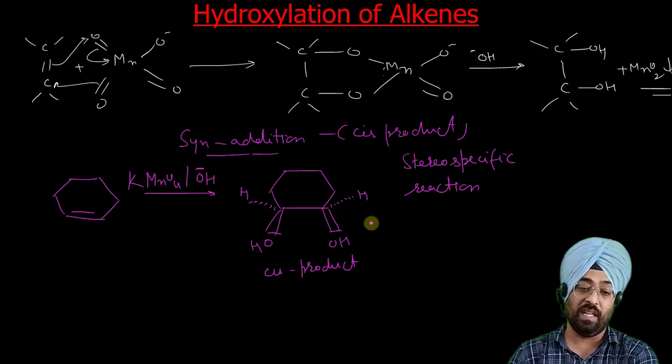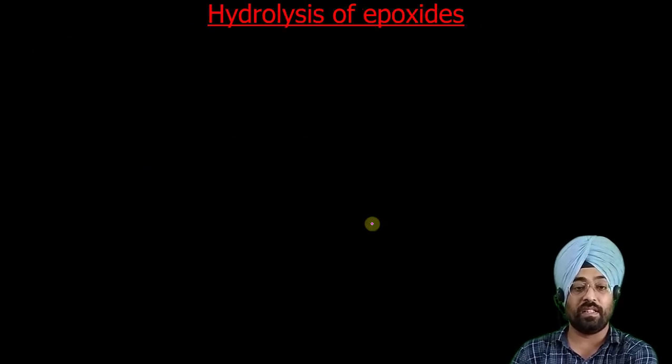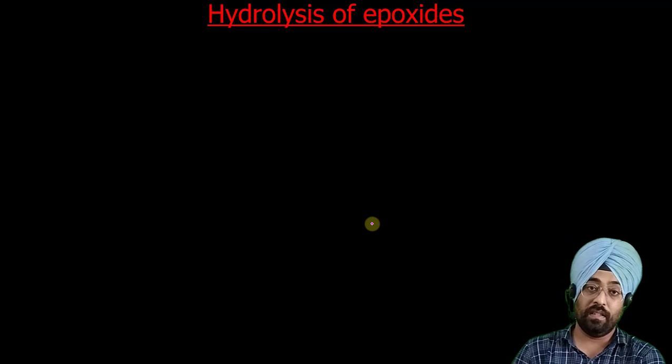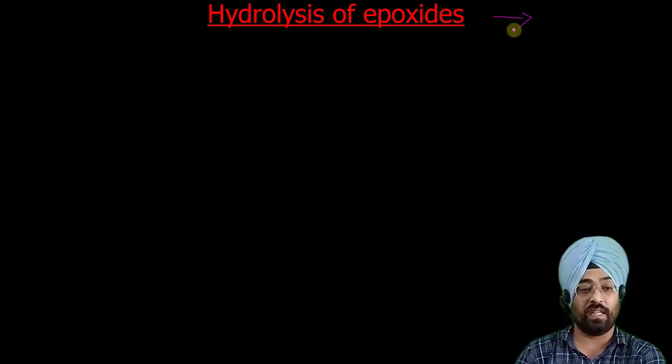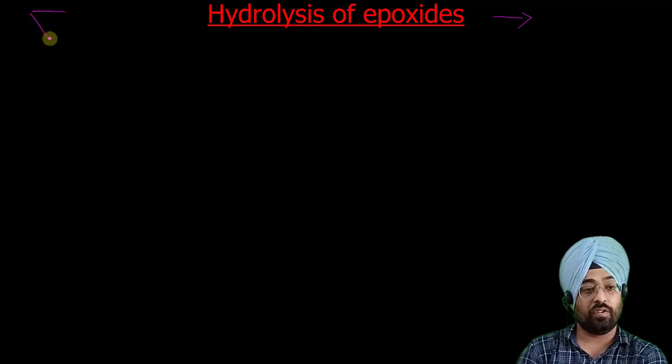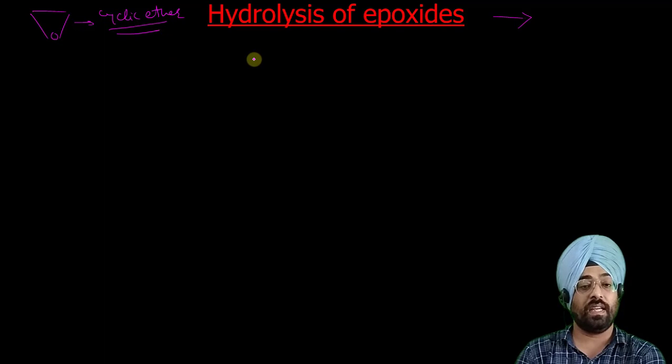The addition is syn and the product will be cis product. Now let us move to our second method by which we can synthesize these diols. It is hydrolysis of epoxides. So first let us see what are epoxides. These type of compounds, cyclic ether, three-membered cyclic ether, is called epoxide. So upon hydrolysis they generate your diols.